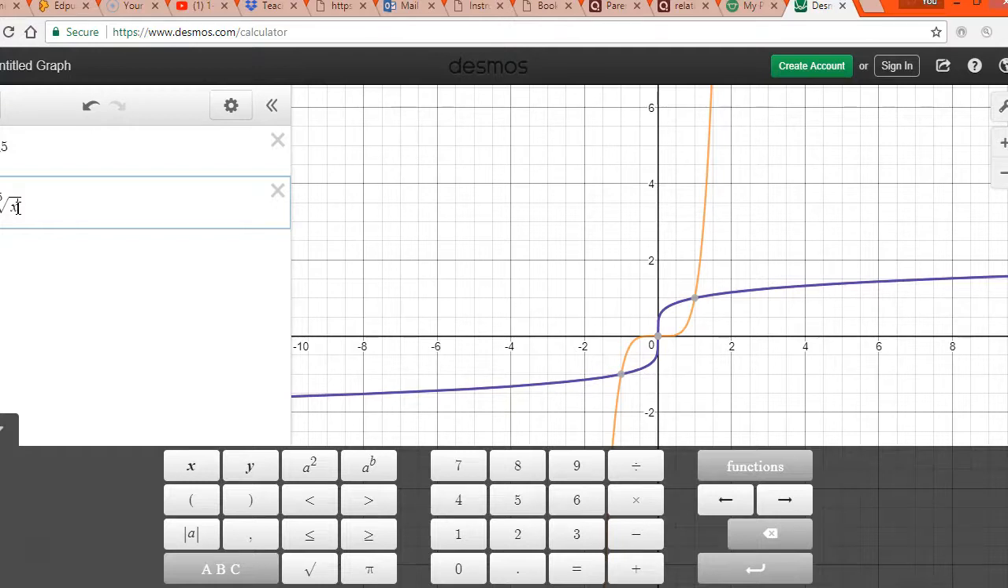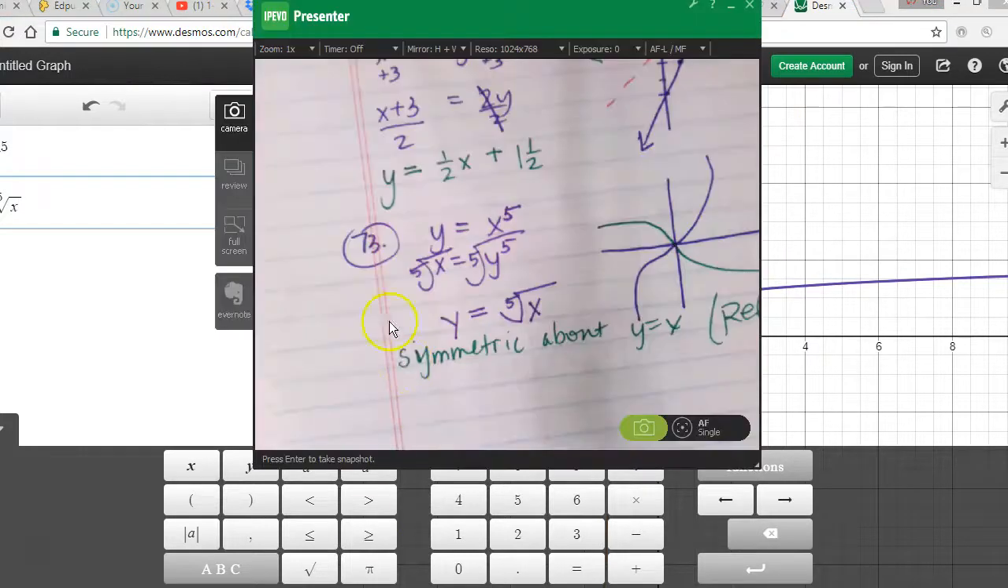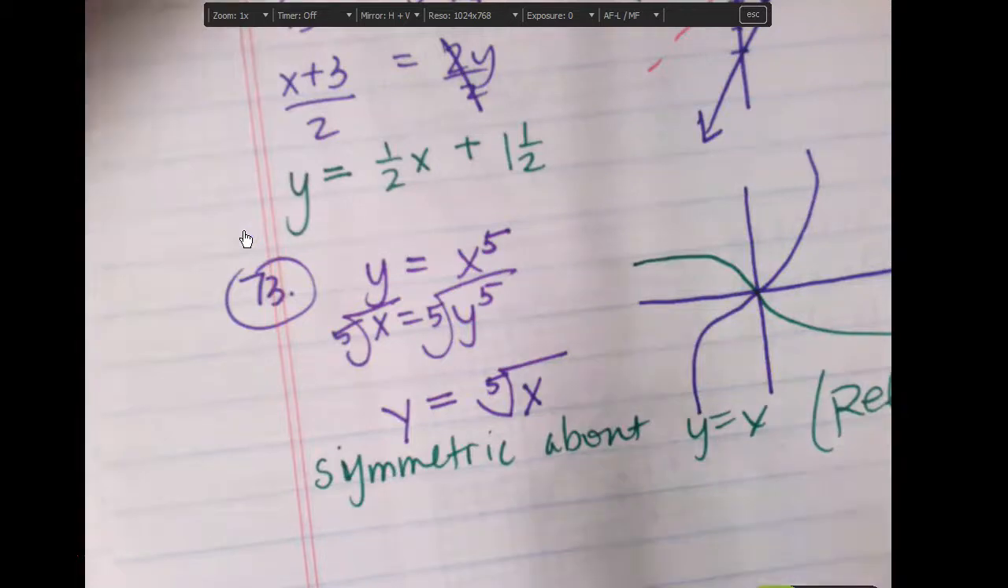Let's see. Alright, and describe the relationship. Well, I think they're symmetric about y equals x. And in what way are they symmetric? They are a reflection, which of course you cannot see me writing any of that. So there we go.